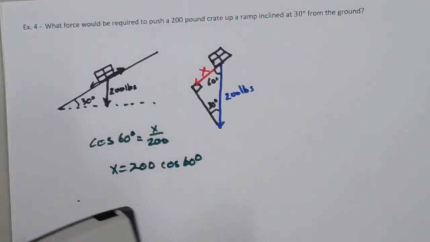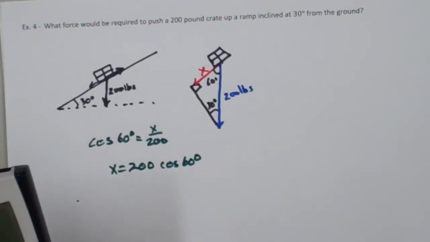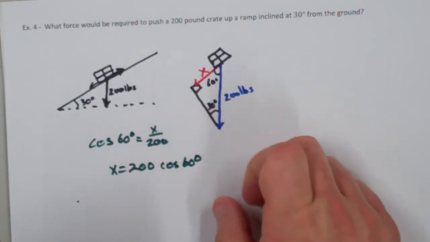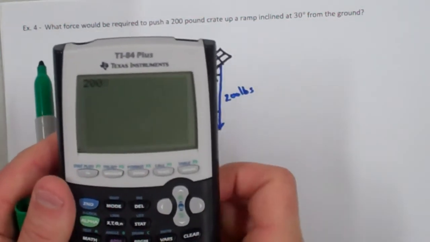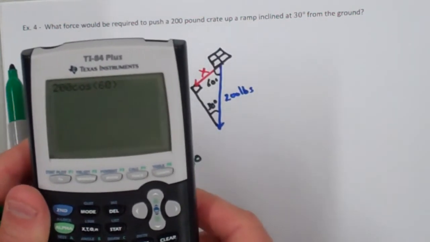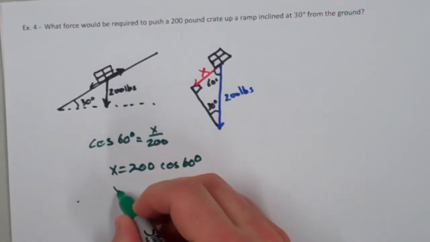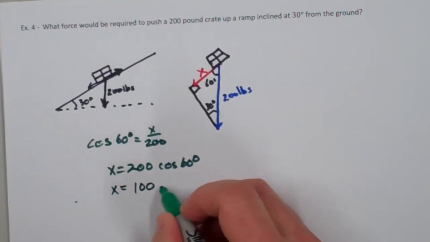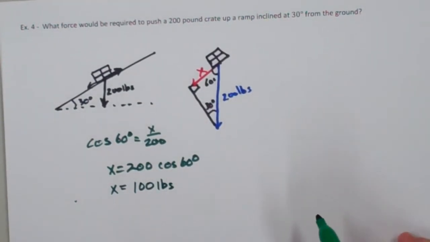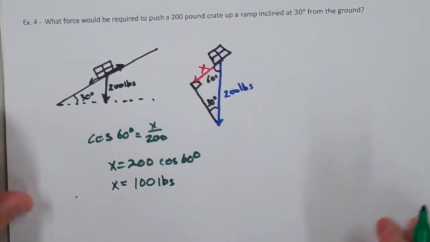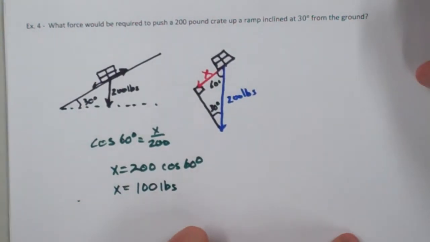You could do the same thing with sine, except you'd need to use 30 degrees for the sine. So we'll do 200 times the cosine of 60, which is 100. Cosine of 60, after all, is 1/2. So 1/2 of 200 would be 100. And that's 100 pounds.